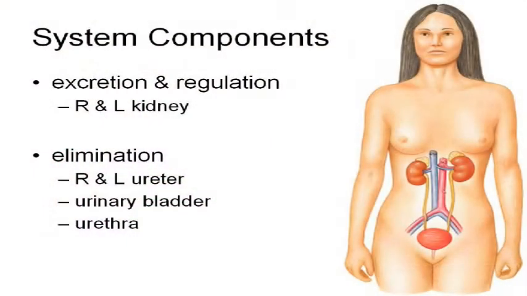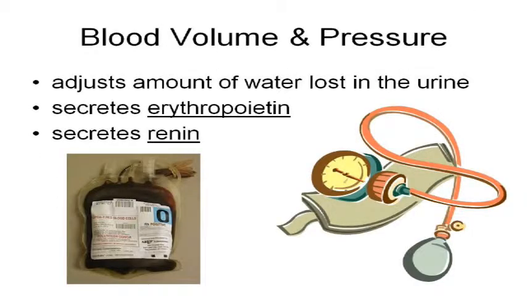Do not get your ureters confused with your urethra. 2 ureters, 1 urethra. We already know that the kidney produces erythropoietin. Erythropoietin goes to the bone marrow and says, make more red cells. Renin activates the renin, angiotensin, aldosterone system.